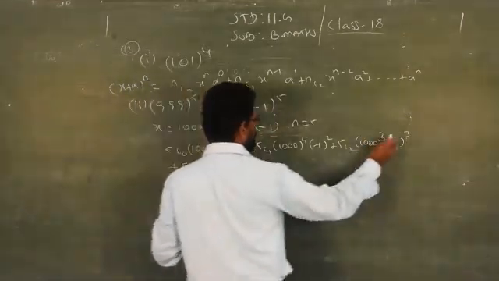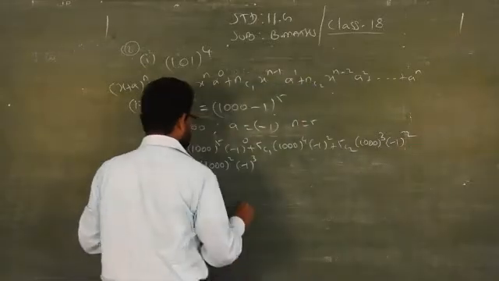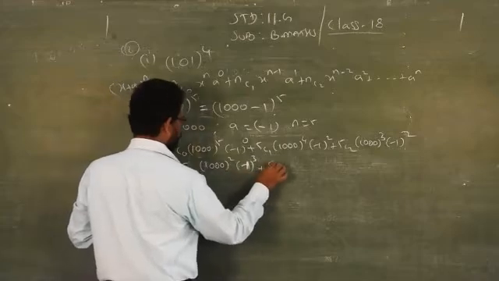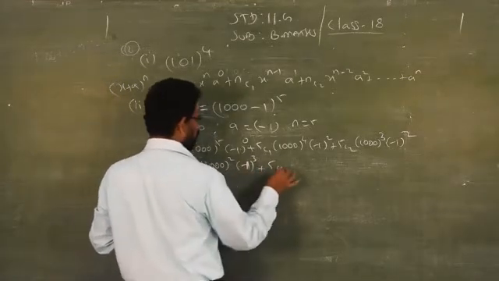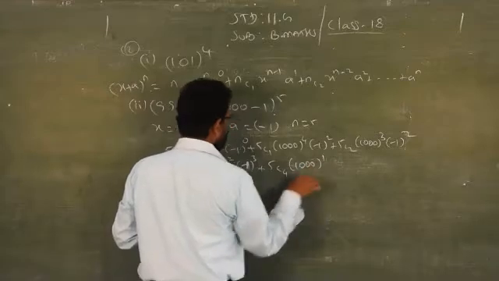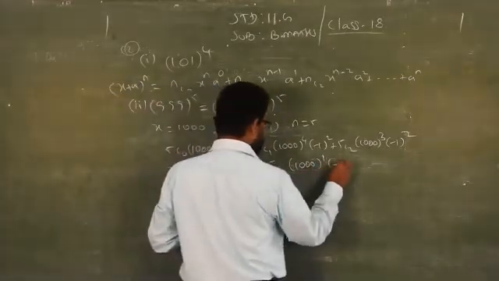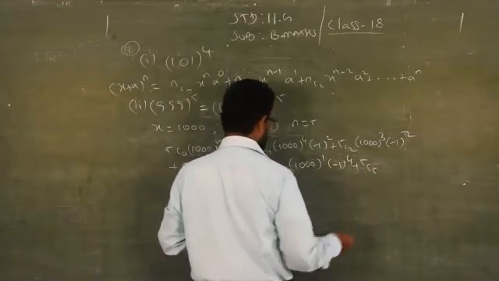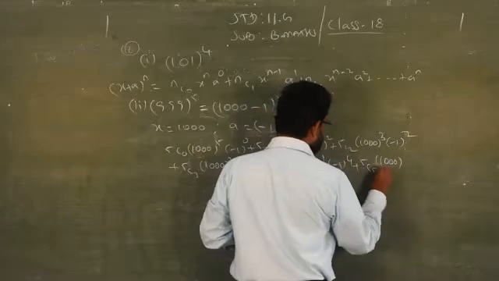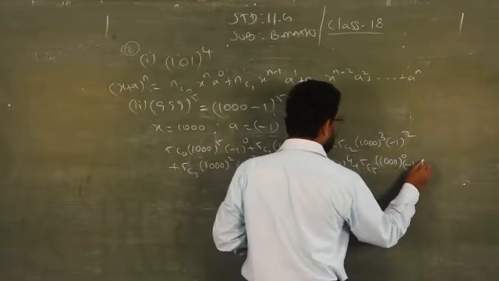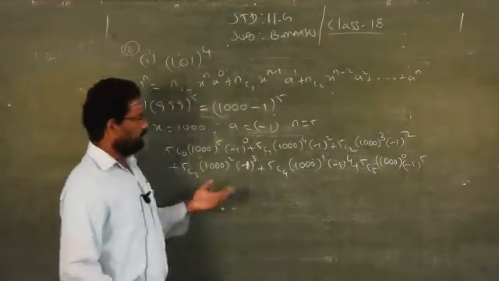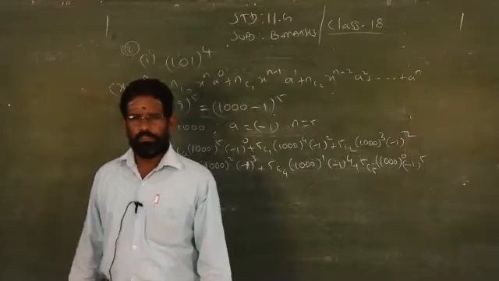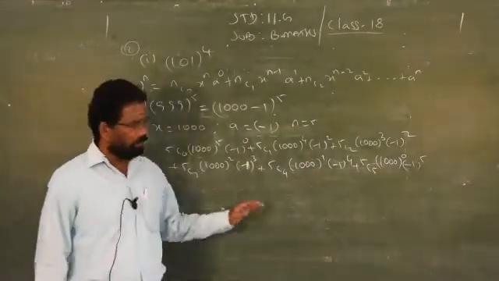There I made a mistake. What will come here? 2. Here 2, there 2. So be careful. Then 5C4 1000 power 1, minus 1 whole to the power 4, because here the sub is 4. Then 5C5 1000 power 0, minus 1 power 5. That's all. After that, you know when a negative number has an odd power, your answer will always be negative. So, based on the concept, please complete this part.